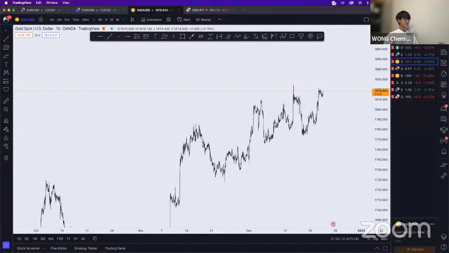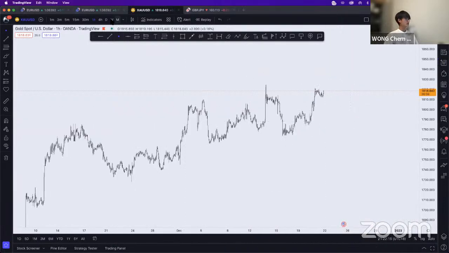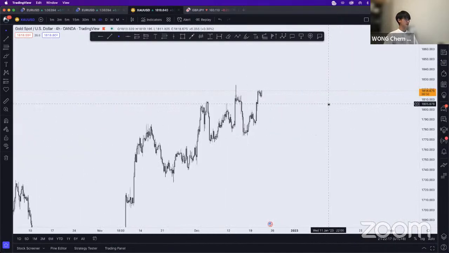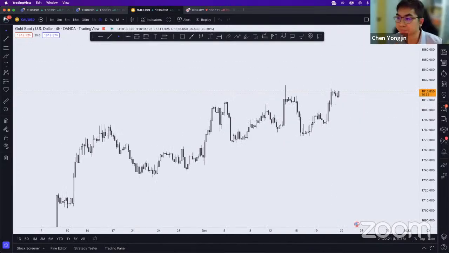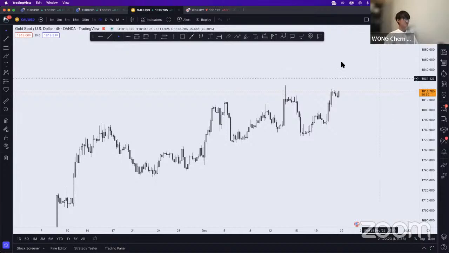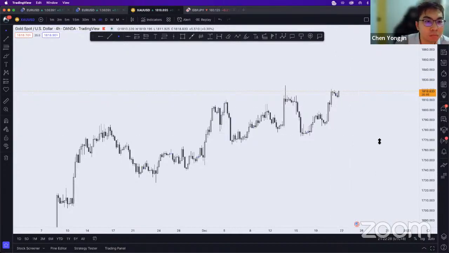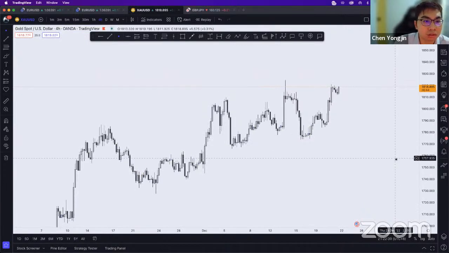Okay, so let's go to the gold chart now, and let's talk about the gold chart. All right, Chen, I think you need to enable the annotate. Okay, let me annotate for you. You want me to share screen? Okay, I'll just use your chart. Okay, sure. All right, can you see? Okay, it can be seen.